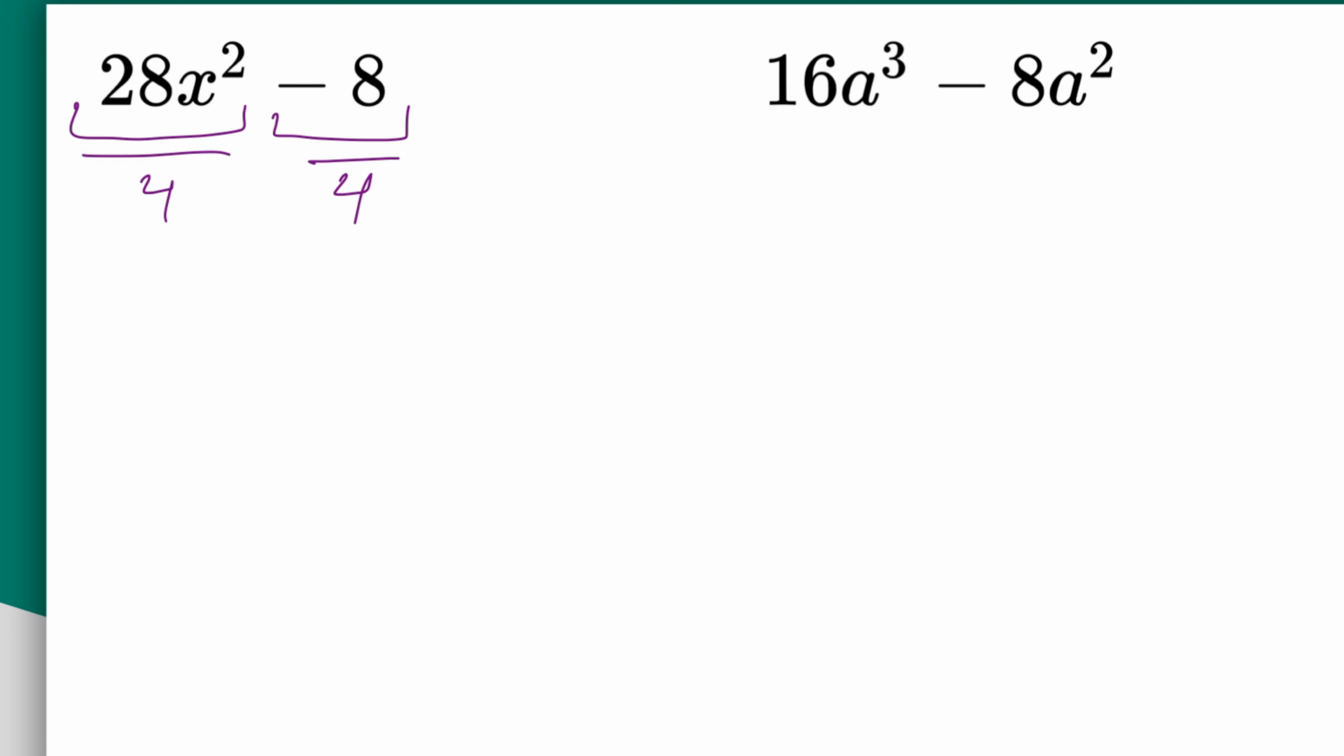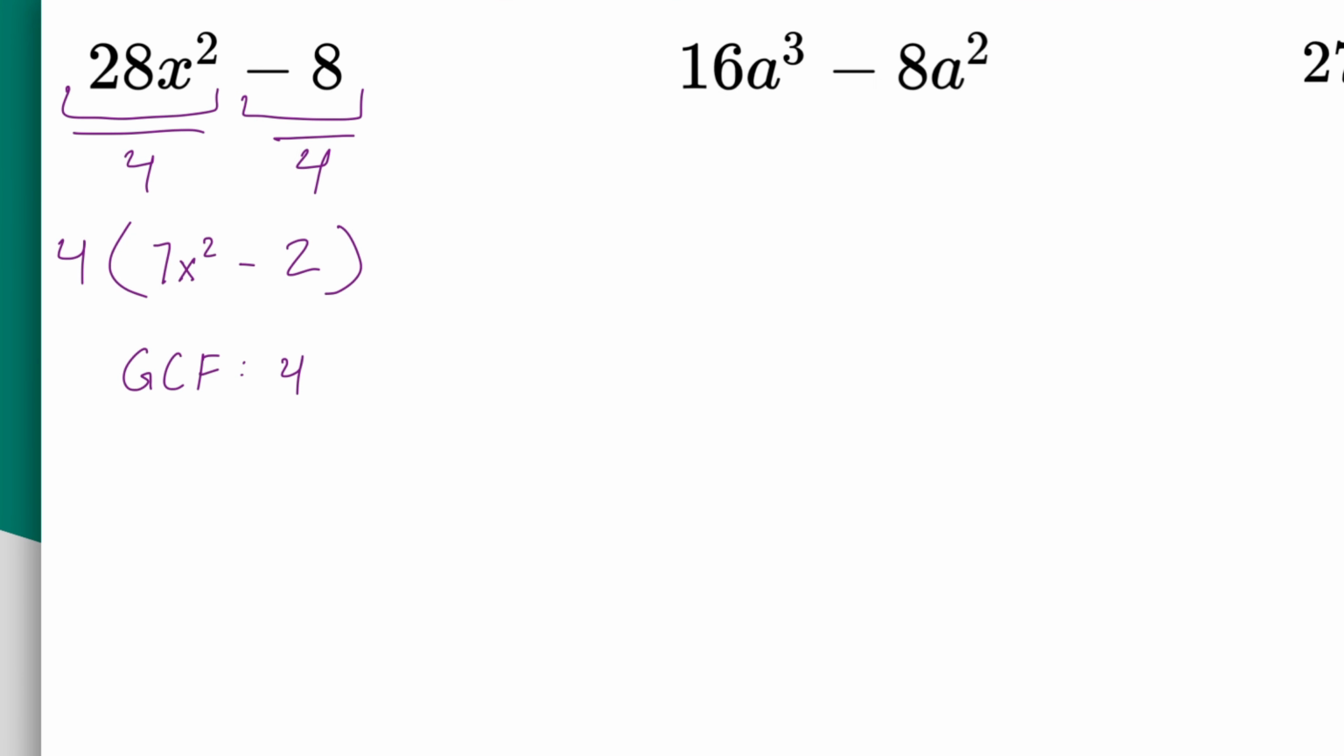So 28 divided by 4 is 7. We're left with the x squared. Minus 8 divided by 4 is 2. And then we would leave this on the outside normally. But if I was just asking what the GCF was, the answer would be 4. Now this is going to be very helpful for the other way, where we don't need to use the diamond method to factor. So let's look at the next one, 16 and 8. Well, I know that 8 goes into both of those. 8 goes into 16, 8 goes into 8.